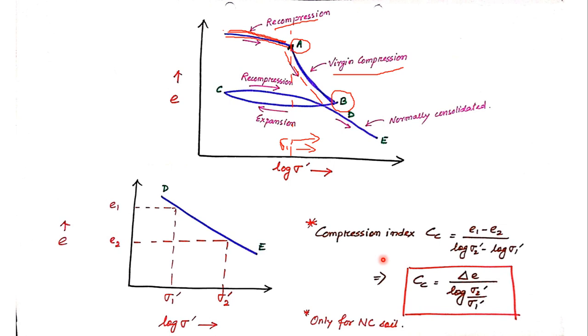But the most important thing that you should know is compression index is only and only applicable for an NC soil, because from point D to point E, the soil was behaving like an NC soil. For the first time in its life, it was subjected to a stress beyond point D. So it was behaving like an NC soil. So that is the concept, that compression index is only applicable for NC soil, right?